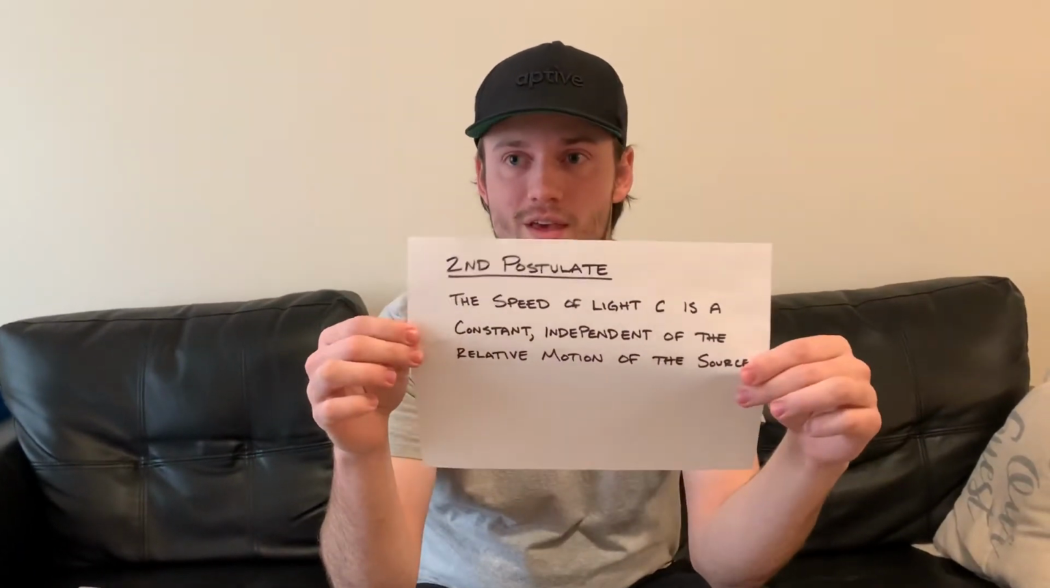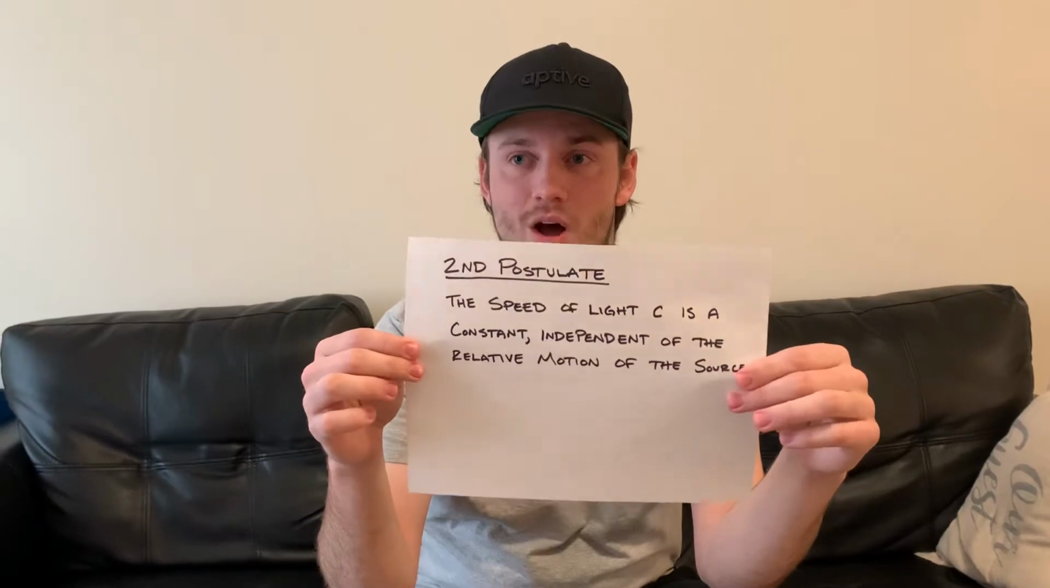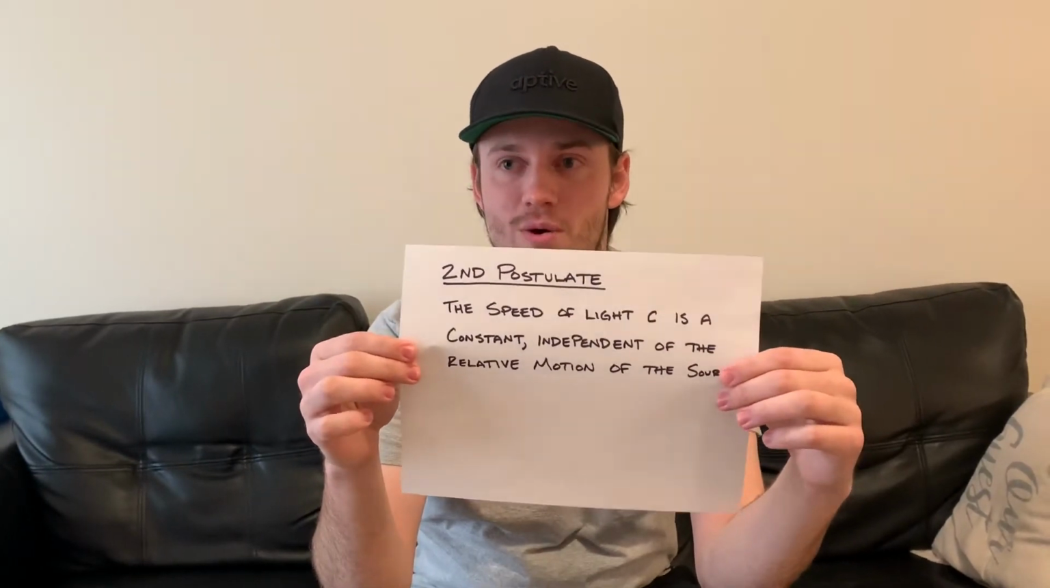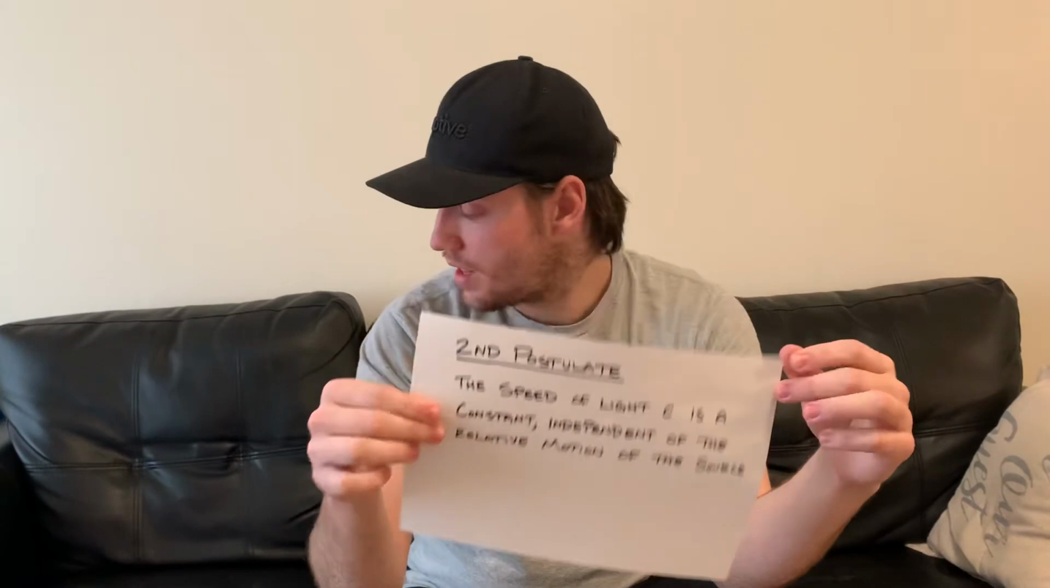Now, the second postulate of special relativity is this. It says that the speed of light, c, is constant, independent of the relative motion of the source. For this, I like to imagine that I'm on a float in a parade and I'm throwing candy. Since I'm on the float, I'm moving with it. So for me, in my inertial frame, I don't experience anything out of the normal. If I throw candy, let's say 10 miles an hour off of the float, I will see that candy move at 10 miles an hour.